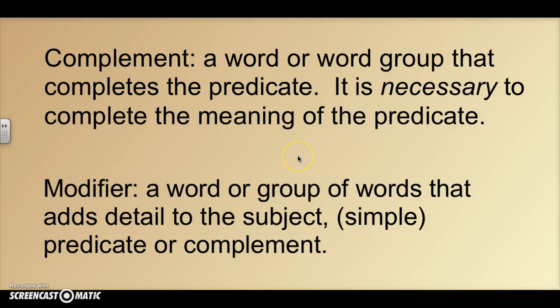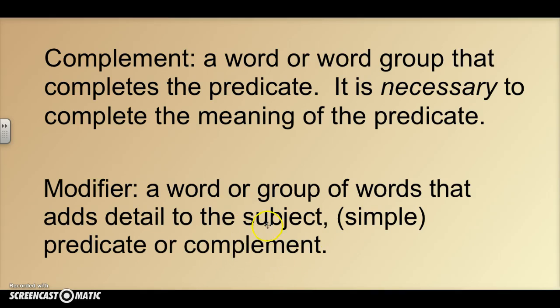And then a modifier is the fourth part of a sentence. Again, that would be your adjectives or adverbs like we went over last week. In this case, it is just adding detail to the subject, to the simple predicate, or to the complement. If it is adding detail to the subject, it's going to be an adjective because your subject is always a noun. If it is modifying the simple predicate, then it's always going to be an adverb.